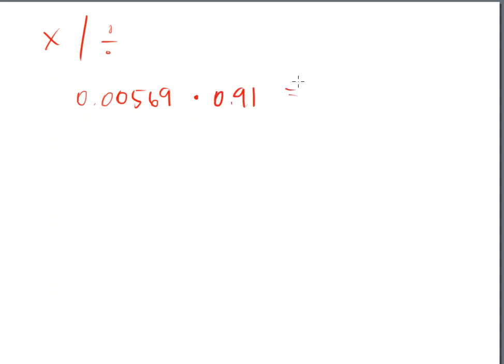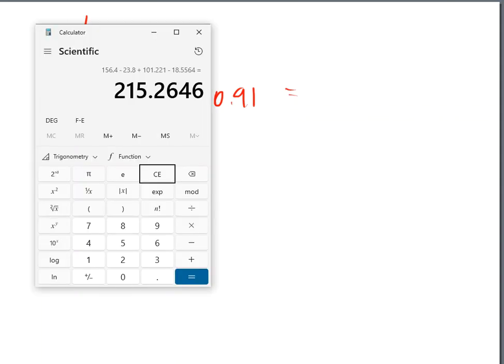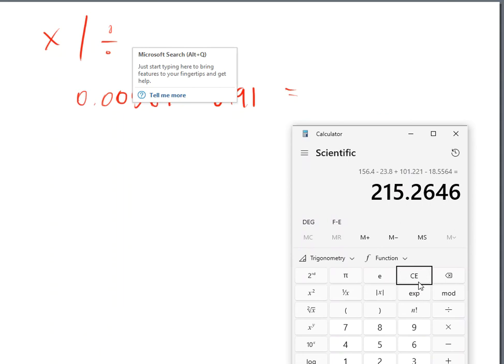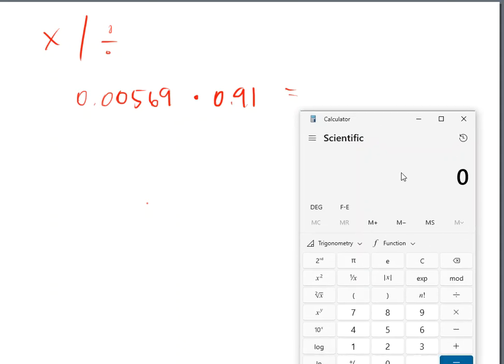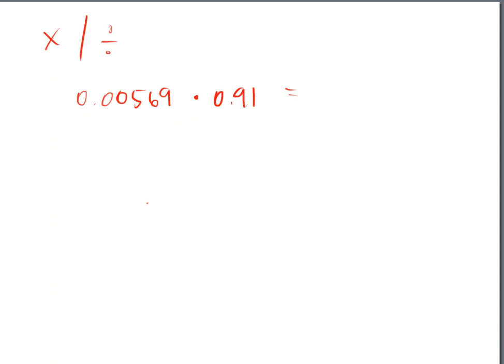All right, so I want you to do this in a calculator. Again, it's basic math here. We're not changing those rules. So whatever is there needs to be there. That's not going to be a problem for me. I just need to figure out how to round it off. So 0.00569, multiply by 0.91, and hit enter. And this is the value that I'm going to get: 0.0051779. Okay, let me write out that answer, 0.0051779.